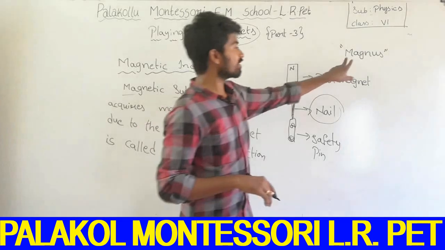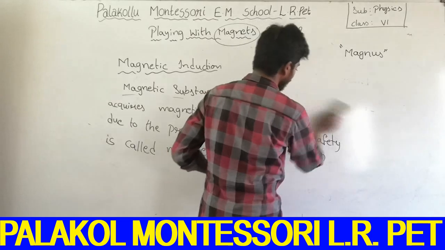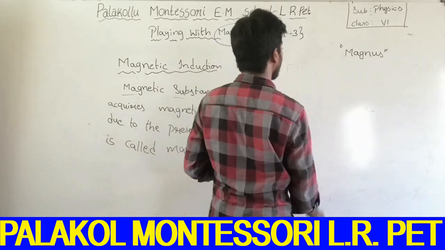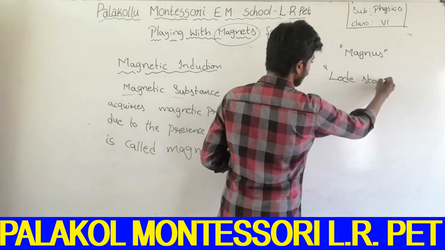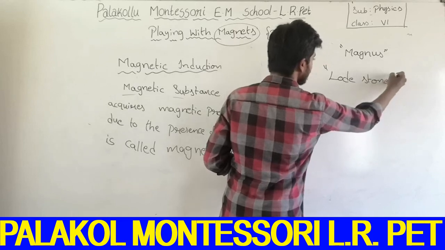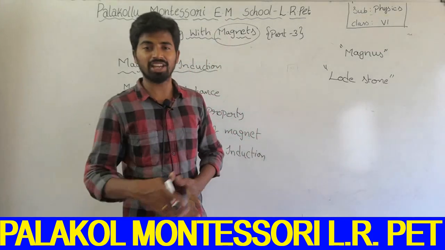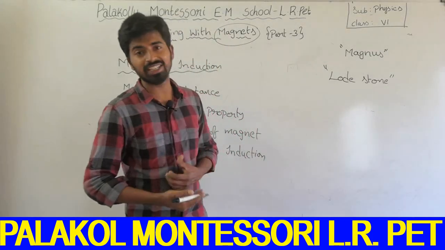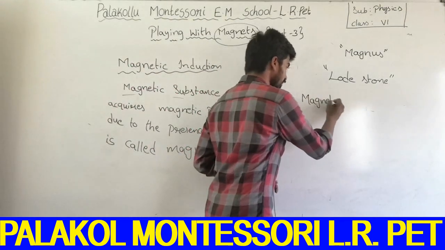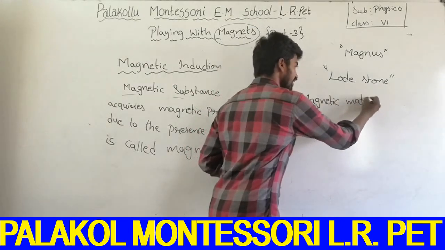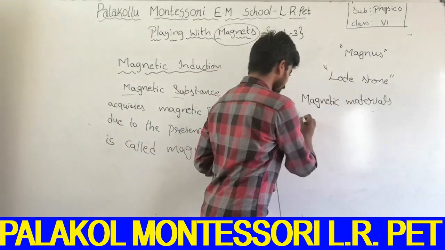What is the natural stone he first discovered? He discovered a natural magnet, which we call lodestone. Lodestone is a natural magnet available in nature. After that, we learnt about magnetic materials. The materials which are attracted by magnets are called magnetic materials, and materials which are not attracted by magnets are called non-magnetic materials.